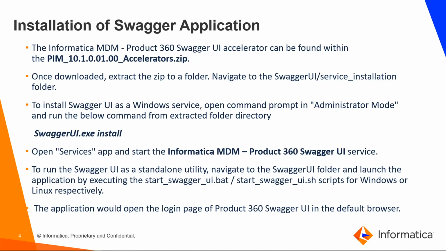To install the Swagger application, we need an Accelerator zip package. Once we download the Accelerator, extract the zip folder and navigate to the Service Installation folder. To install the Swagger UI as a Windows service, open the command prompt in administration mode and run the following command: swaggerui.exe space install. Once Swagger UI is installed, then open the services and start the Swagger UI service. We can also run the Swagger UI as a standalone utility by executing the bat script.